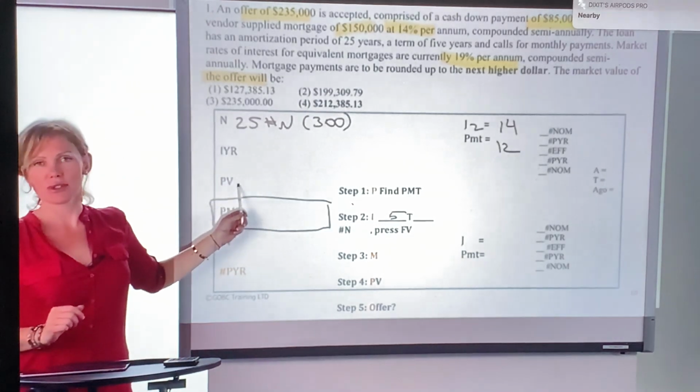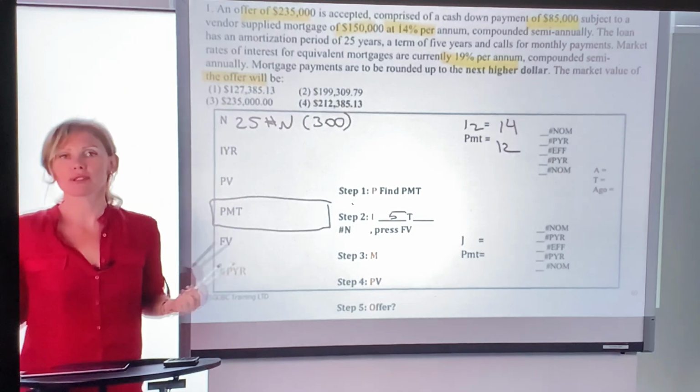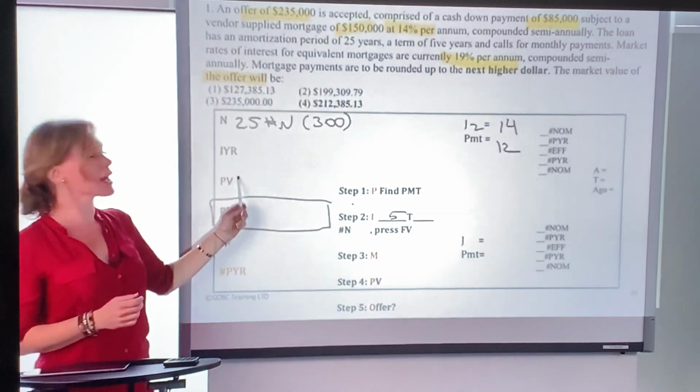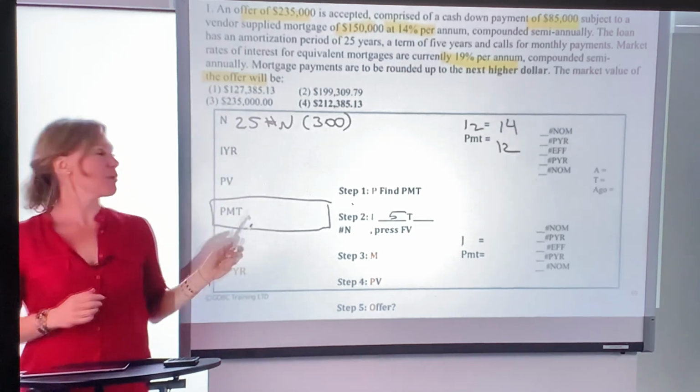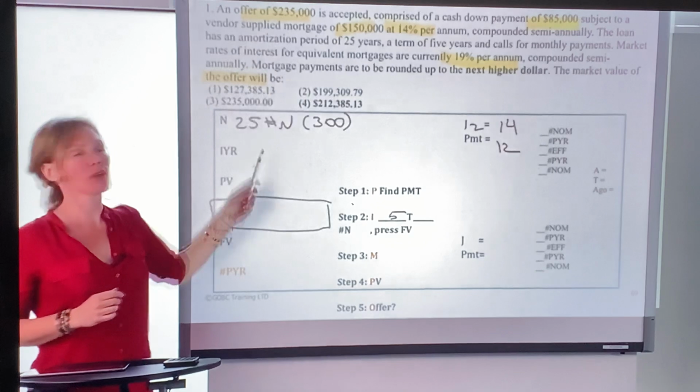So my first question to you is this. What are you going to put into your present value? What is your present value? Is that a 235? Or is that the 85,000 cash? Or is that the mortgage at 150? I hope you said mortgage, because you don't pay mortgage payments on your offer. You pay the mortgage payments on the mortgage that you will receive.